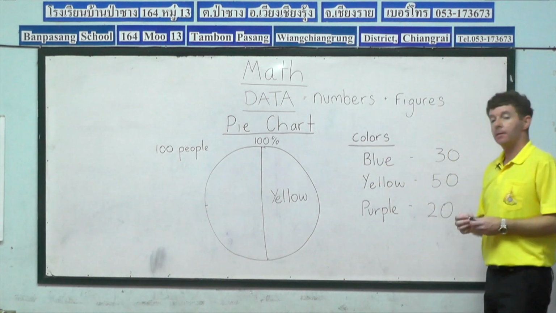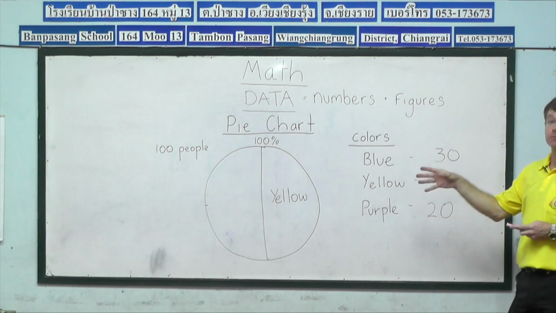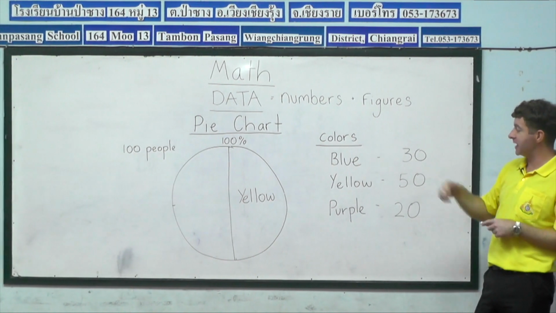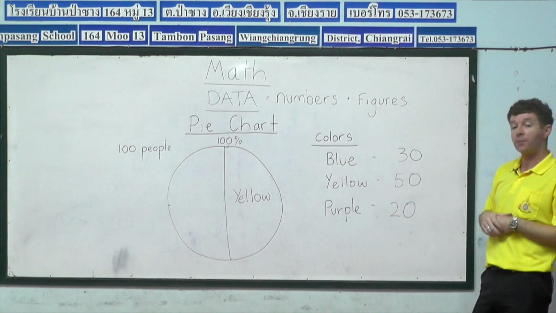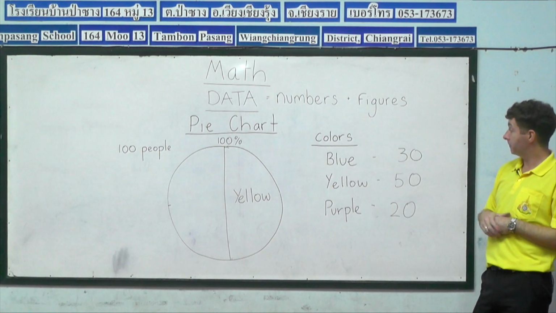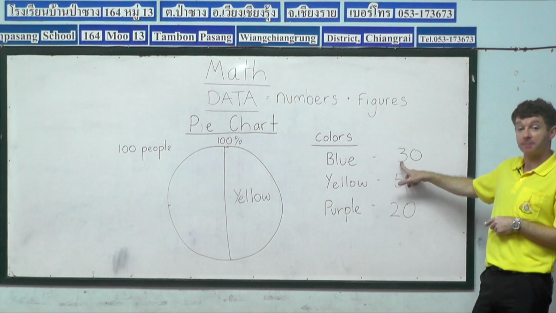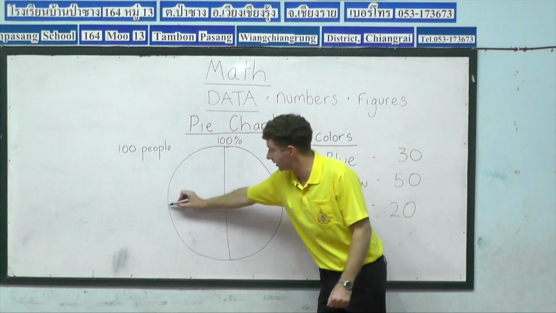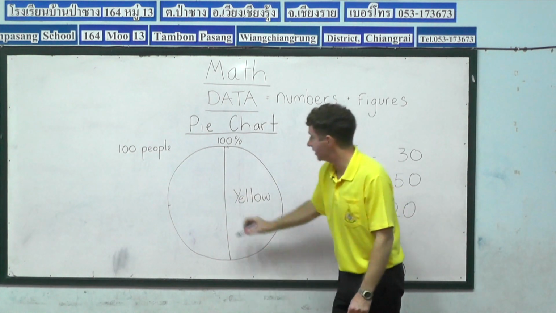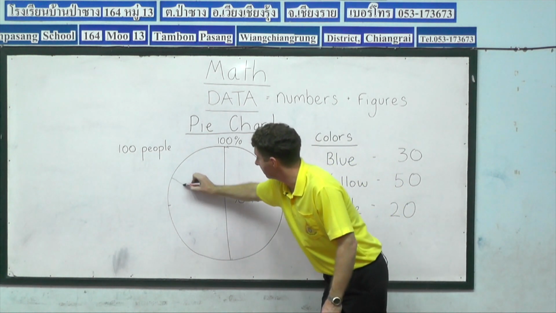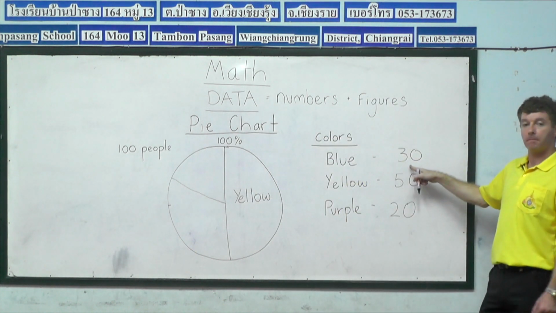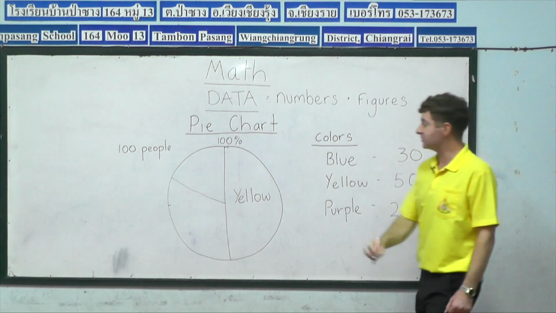Y-E-L-L-O-W. But now, unlike last time when it was quarters, 25 and 25, which is the next biggest amount, guys? Blue or purple? Blue is the next biggest amount with 30. So this time, we won't be saying 25, 25. It will be bigger for blue, because blue is 30%.